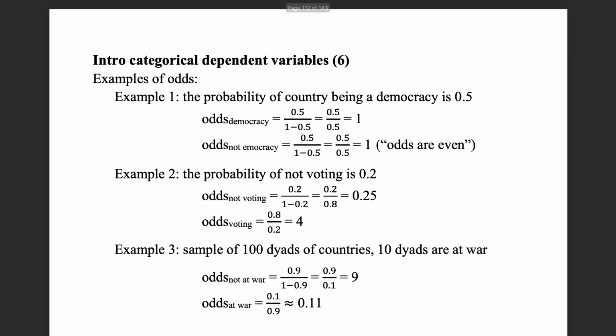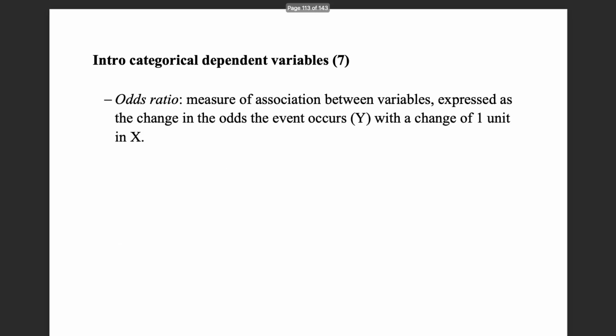Yeah, it's 0.1 divided by 0.9, so the probability of being at war is 0.1, the probability of not being at war is 0.9, and 0.1 divided by 0.9 works out to roughly 0.11. So those are odds. Well, why do we care about odds? They are interesting in the sense that they convey a sense of relative likeliness, which itself can already be interesting.